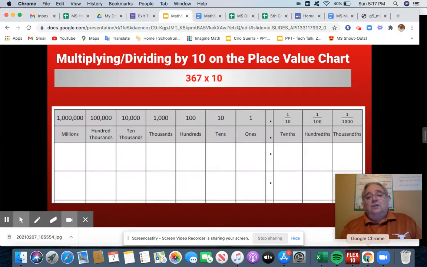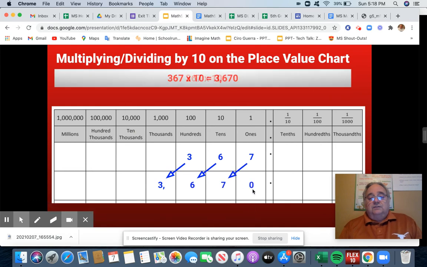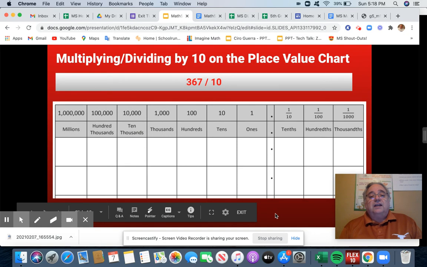Let's go ahead and go to the next one. Let's see what this slide tells me. All right, so I multiplied it times 10, so it's moving over 1 spot. All right, so next we're going to divide 367 by 10. I'm going to pause. What do you think the answer might be? Pausing in 3, 2, 1.